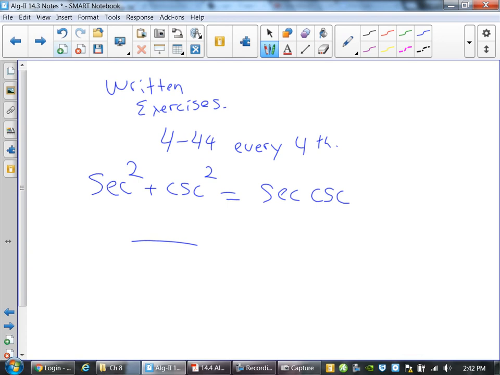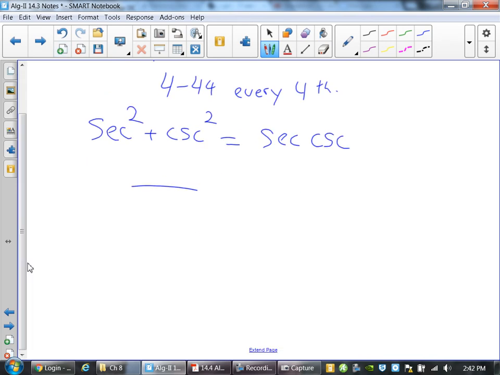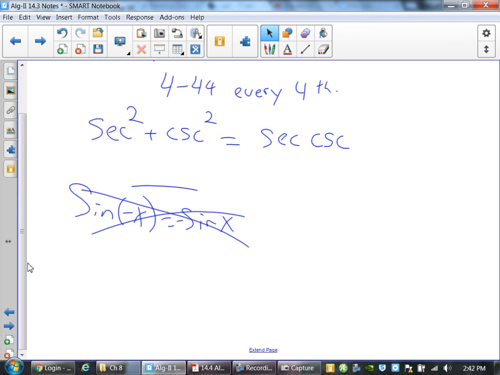Yes, ma'am? Can you tell us the rest of the identities? We did them all. I don't know if we're going to get to do any of the sine of negative x is negative sine. I don't know if we'll do the cofunction ones or the pi over 2 minus theta. I don't think we're going to do any of those, so that's usually safe. We've got to save something for you guys to learn to freak out.